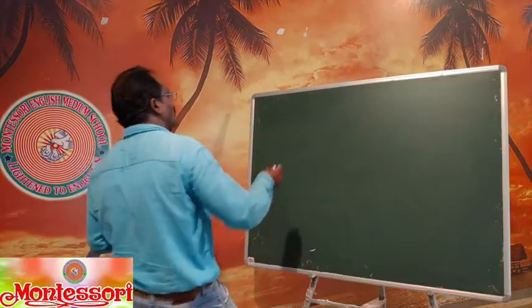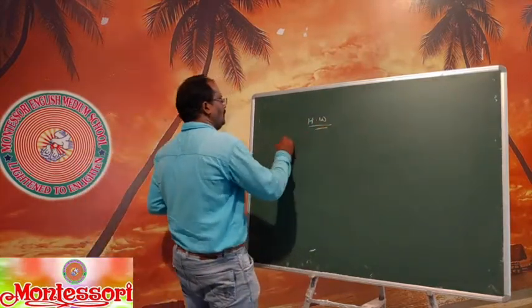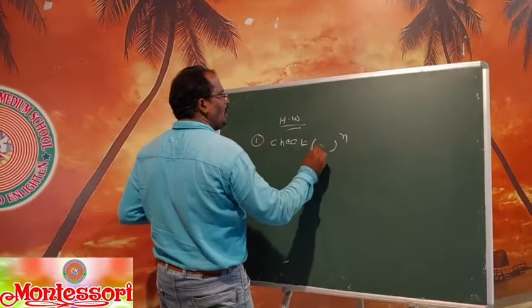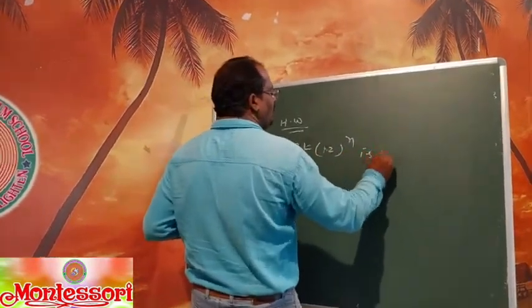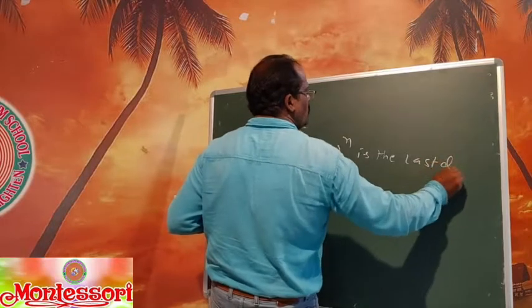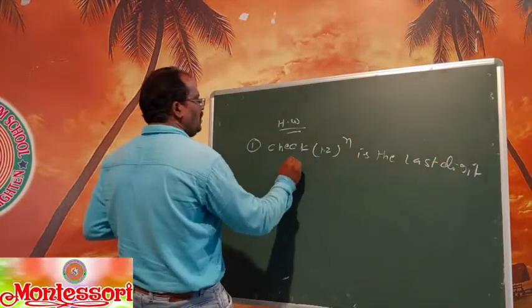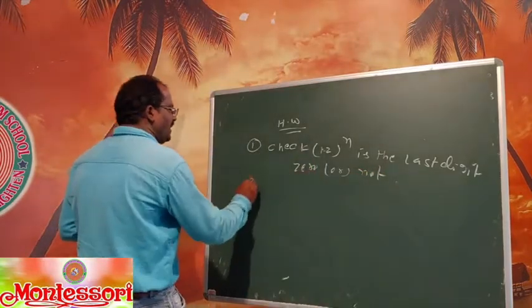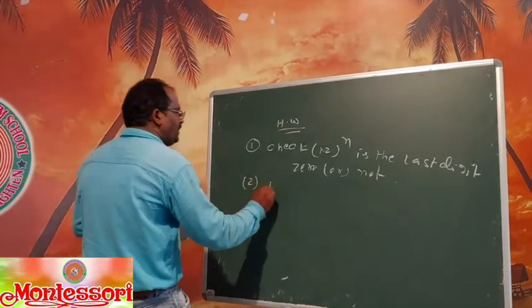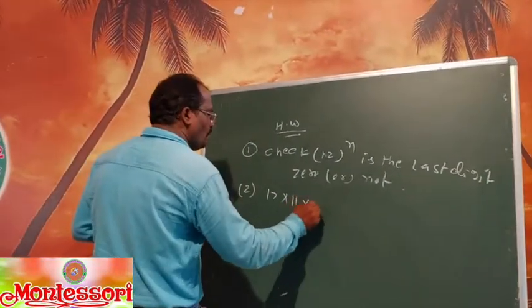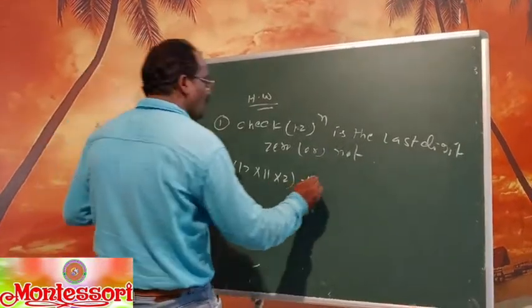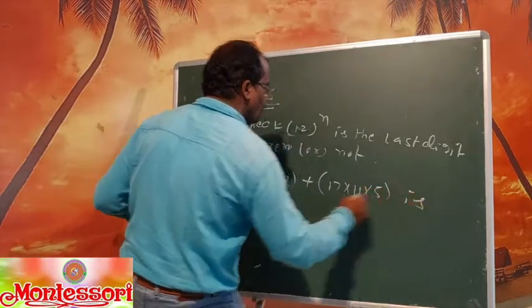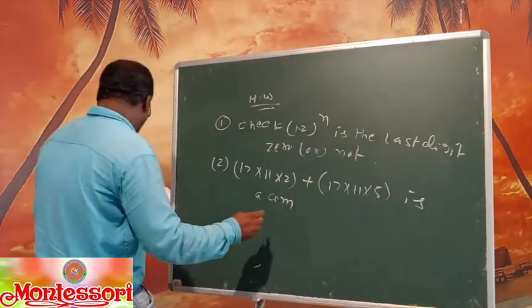First question: check whether 12 power n has last digit 0 or not. We have to verify. Second question: 17 into 11 into 2 plus 17 into 11 into 5, is it a composite number or not? Verify.